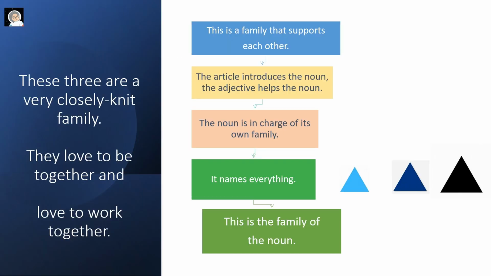These three are a very closely knit family. They love to be together and love to work together. This is a family that supports each other. The article introduces the noun. The adjective helps the noun. The noun is in charge of its own family. It names everything. This is the family of the noun.